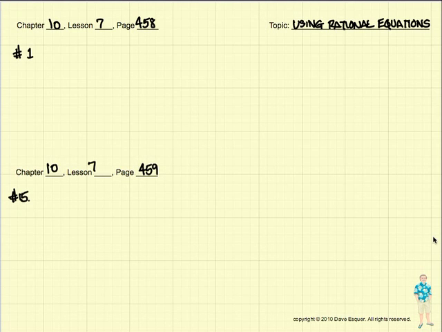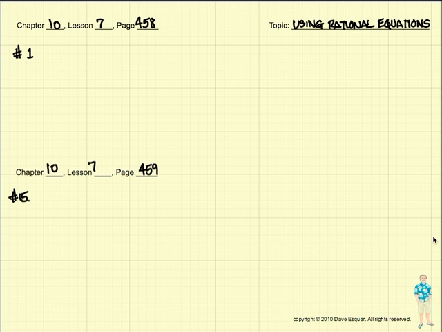Good morning. Chapter 10, Lesson 7 is on page 458 and 459. This is called Using Rational Equations, otherwise known as our favorite word problems. And you notice I didn't write the problems here. We're just going to read the problems first, and then we're going to try to figure out how to come up with the equations, because when we do these word problems, that's usually the trick.